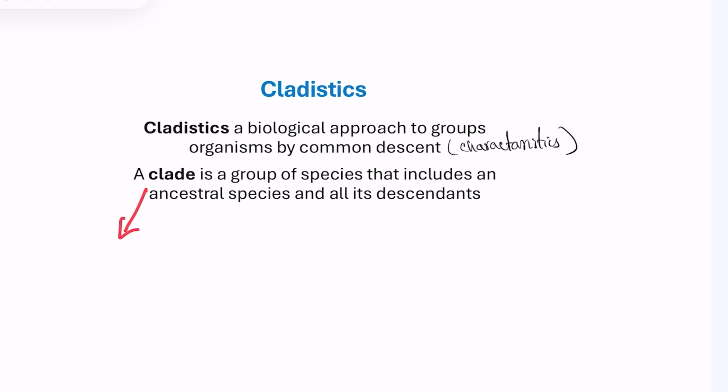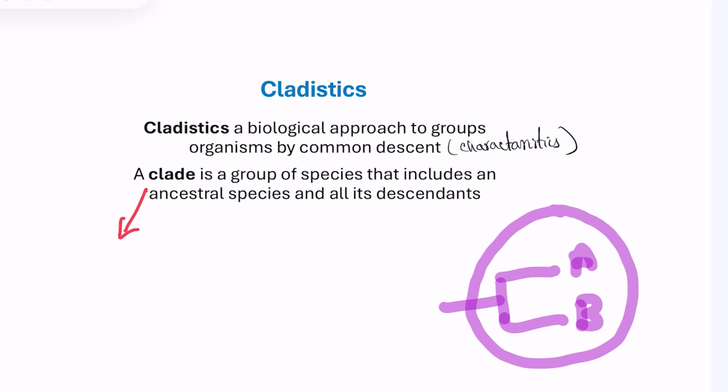Okay, so what is a clade? A clade is a group of species that includes an ancestor species and all its descendants. So if this is A and this is B, the A and B will make a clade. Why? Because they share some characters, maybe characters related to color, maybe related to the height of the body. So it will make a clade because of some common characteristics.